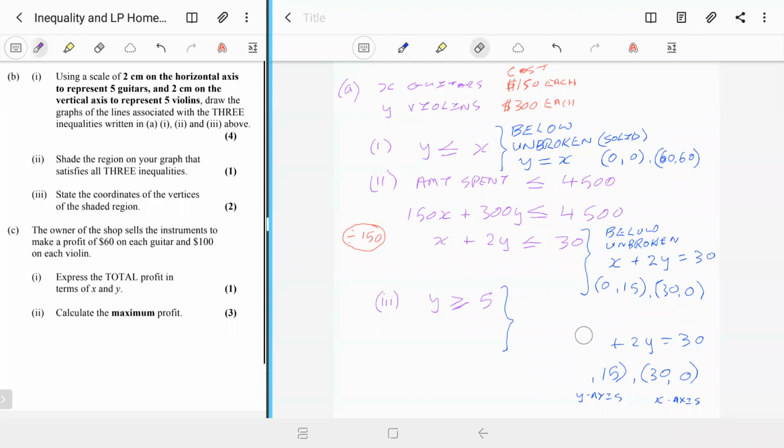I'm going to do it again multiple times. You'll see it again multiple times. But that is what we do. So this one is going to be on the y-axis, because the x value is 0 on the y-axis. And this one is going to be on the x-axis.